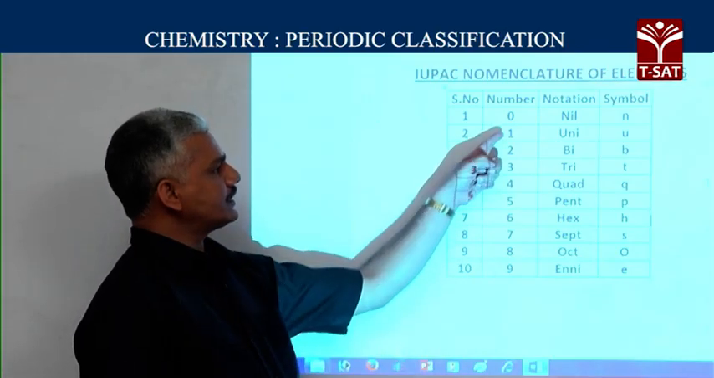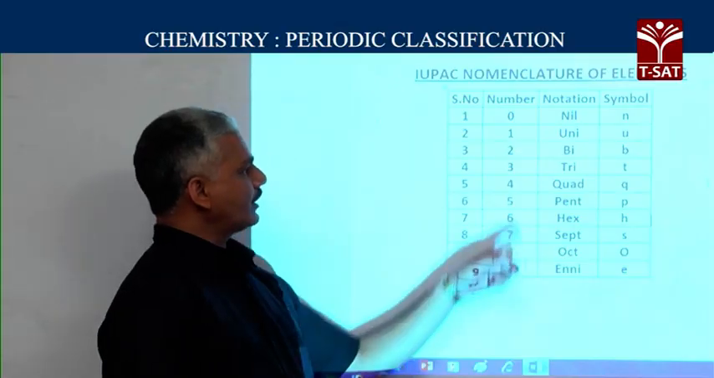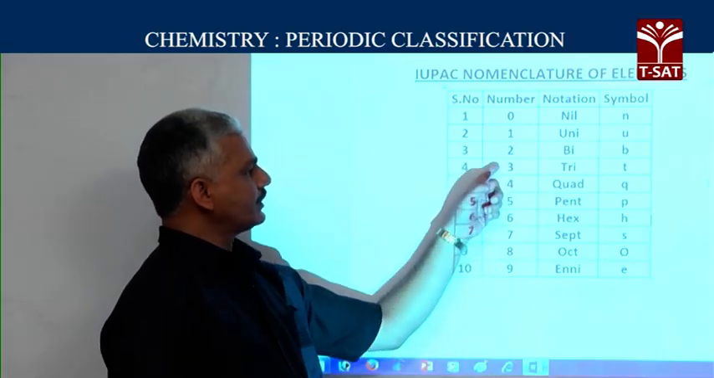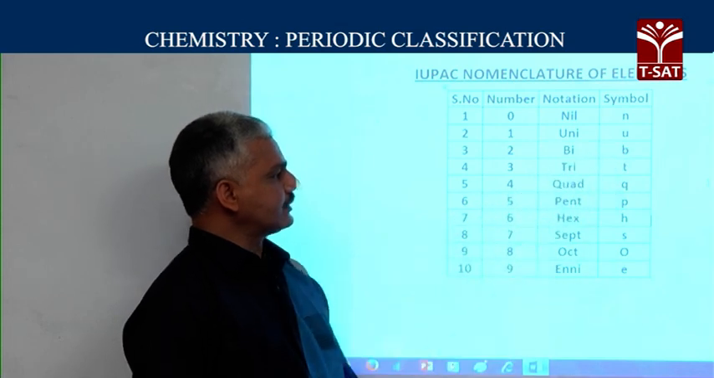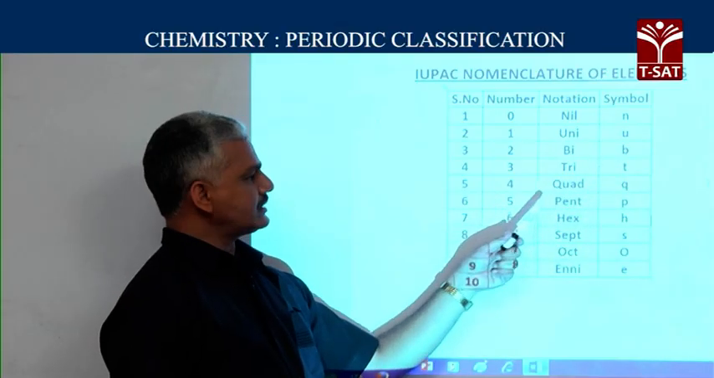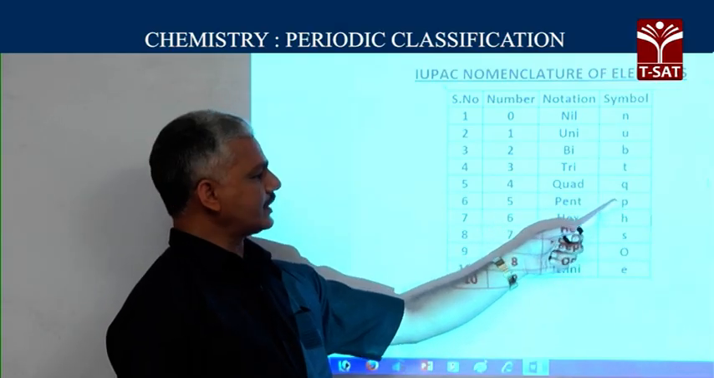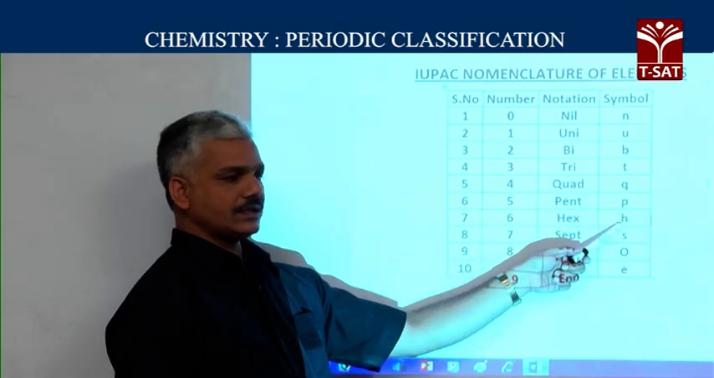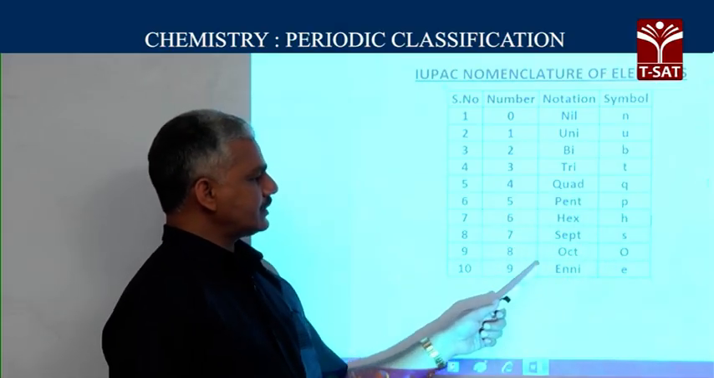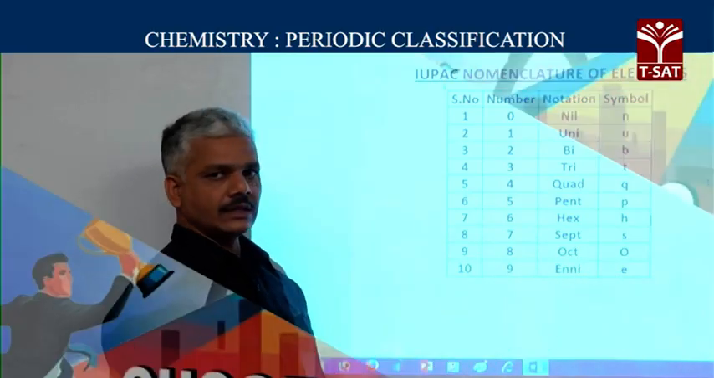In this system, 0 is called nil and the symbol used is small n. 1 is represented as uni, with the symbol small u. 2 is represented with bi, symbol small b. 3 is tri, symbol t. 4 is quad, symbol q. 5 is pent, symbol small p. 6 is hex, h. 7 is sept, symbol s. 8 is oct, symbol o. 9 is enn, symbol e.